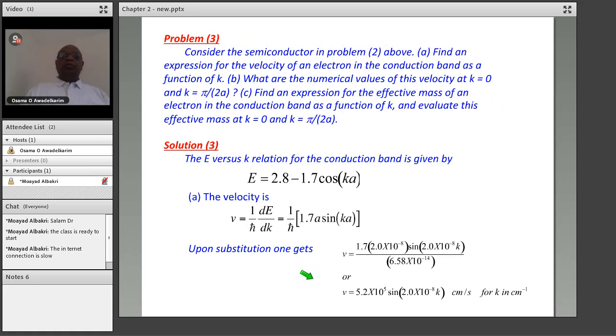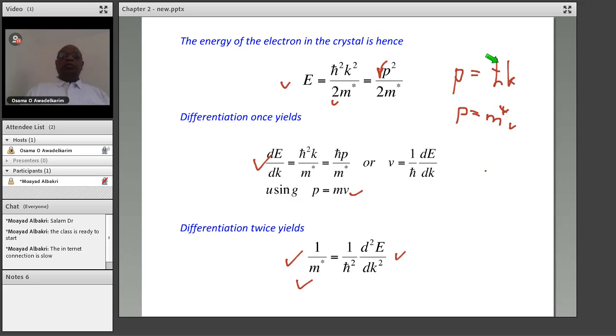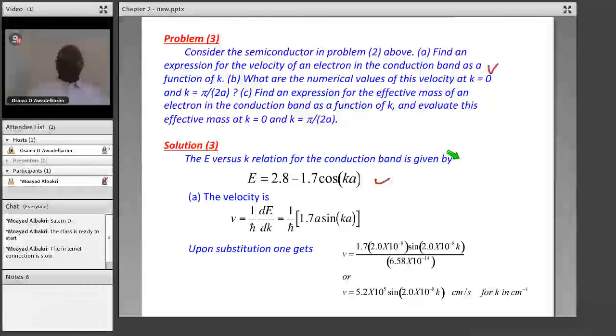So again, going back to the problem we had before, that is the semiconductor with this E versus k, that's the energy. Find an expression for the velocity of this electron in the conduction band as a function of k. And that is very simple. I just have to go back and apply this equation. This is v, which I just need to take dE by dk and divide it by h bar. And this is exactly what you do here.